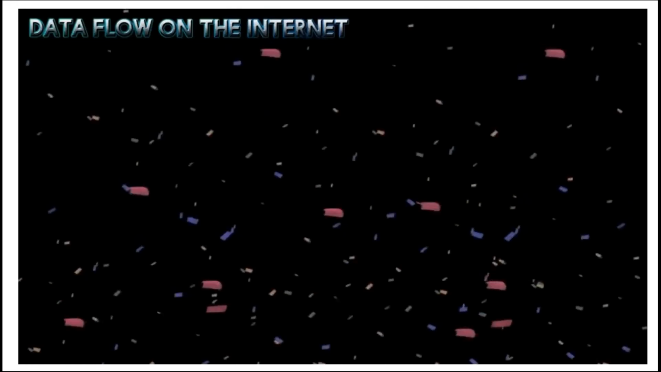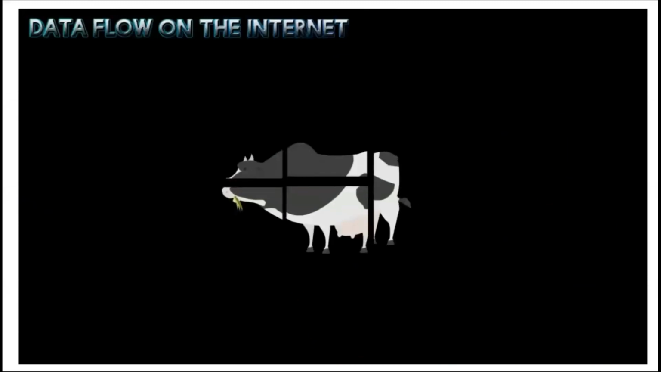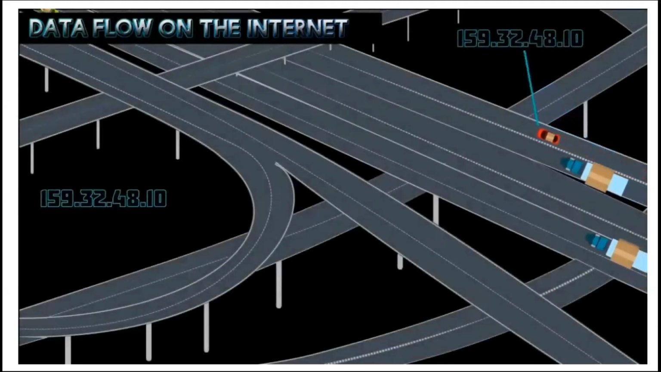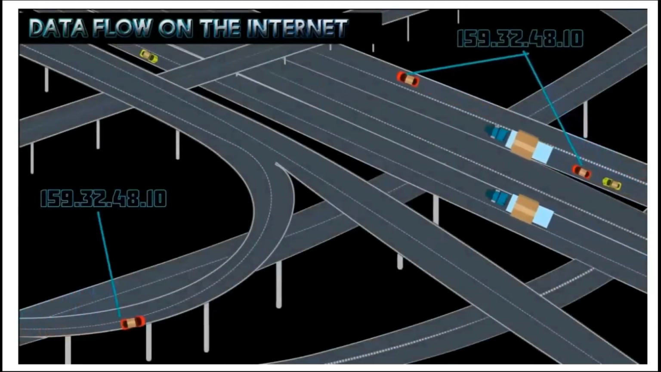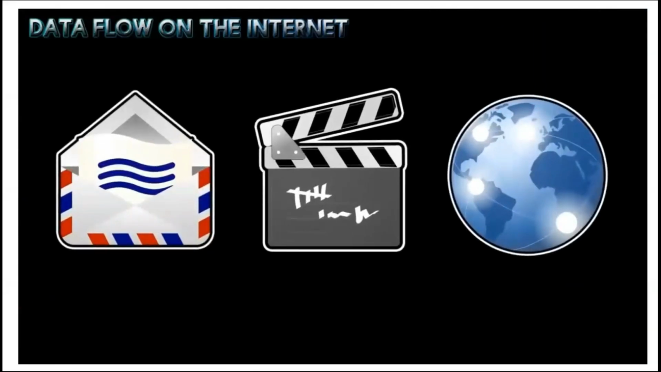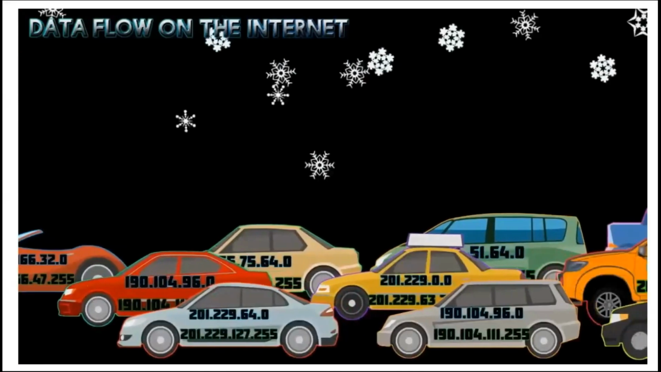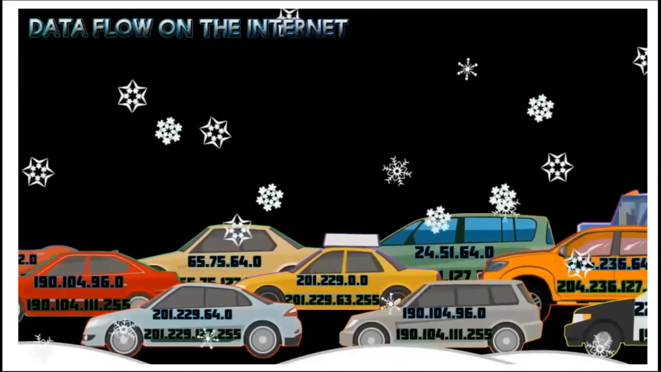This concludes our journey of data flow over the internet. A few key points to remember are: all data is broken into smaller parts for transmission over the internet. Not all data packets take the same route between the sending and receiving computers. The application used to send the information determines if the delivery of the data packets is guaranteed. The speed at which data packets travel is affected by internet traffic.